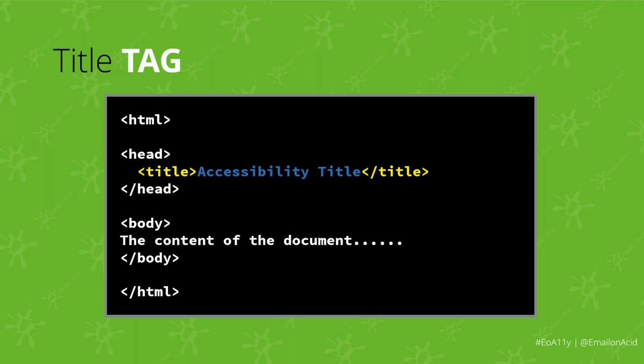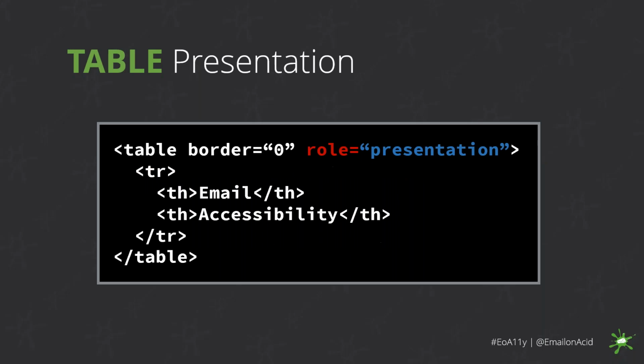The next one is the title tag. This gives clarity to what the email is about and what's happening within it. As the reader goes through, it will start reading and say "title, accessibility title," and it will start going through all the blocks of content.